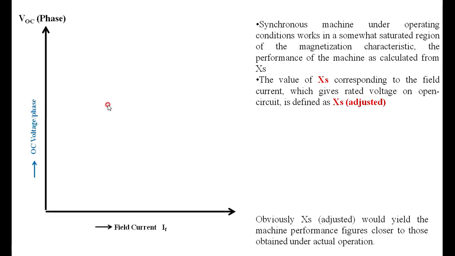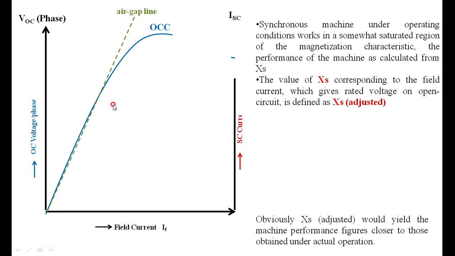Then how to calculate the adjusted synchronous reactance? Once again, the data required here is the open circuit characteristics and the short circuit characteristics. The air gap line is not necessary here.